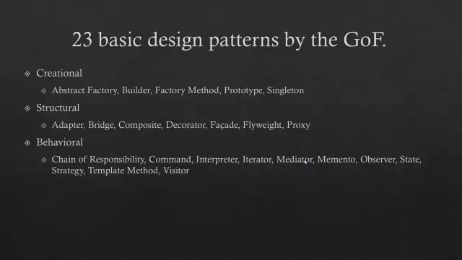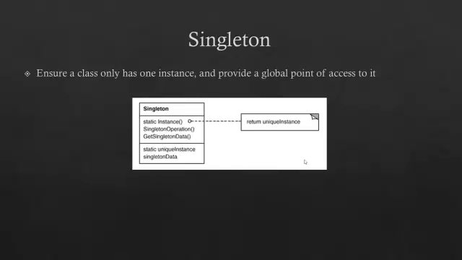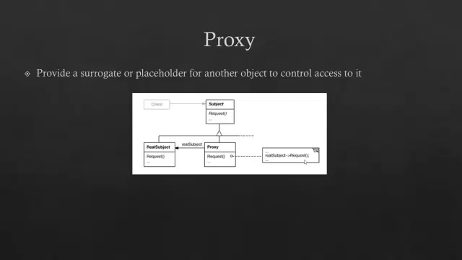So just as an example, a singleton ensures that a class only has one instance and provides a global point of access to it. So what you see here is a UML diagram of a singleton. Another example, a proxy. A proxy provides a surrogate or placeholder for another object to control access to it. And most of the time, a proxy also adds some extra features. So you see the UML design diagram over here.